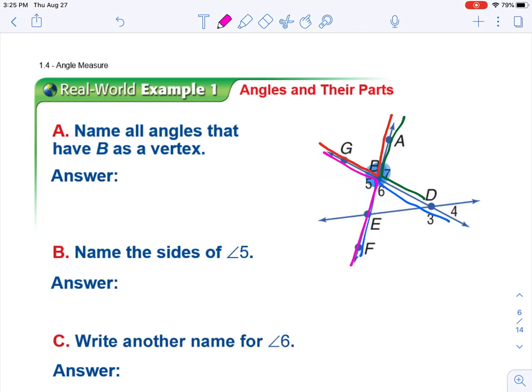Now, some of these have up to 5 ways to label them. On your homework, I'm only going to ask you to do one of the 5 or 4 or 3 or 2 ways to label it. But on this, I'm going to show you how many different ways there actually are. So we're going to name all the angles that have that vertex. So I'm going to start with the angle that I outlined in pink. The first way I can label it is angle GBE.